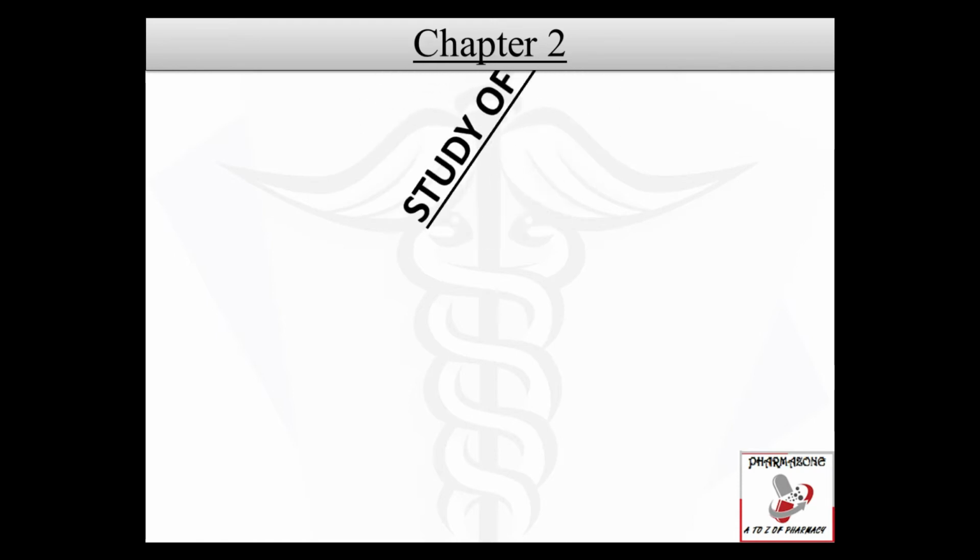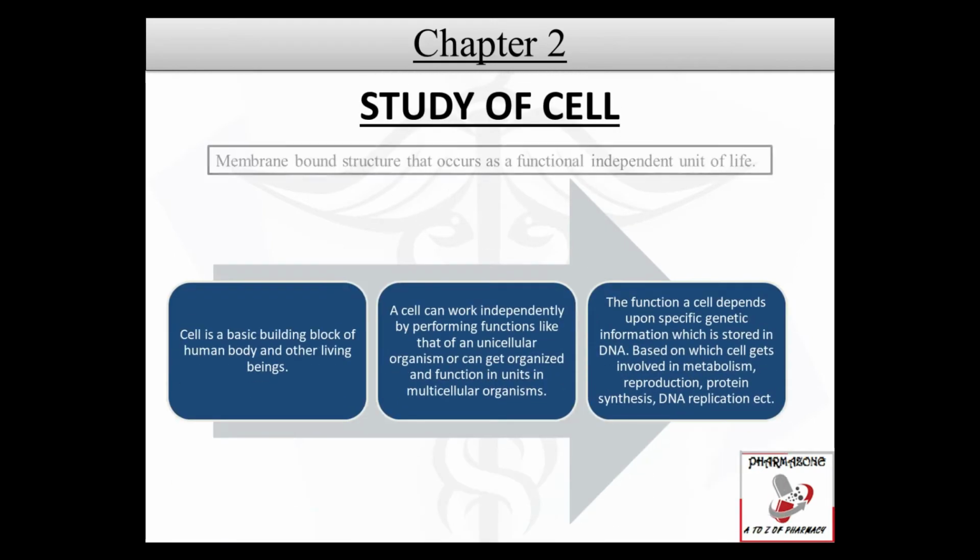As we all know, the cell is the basic structural and functional unit of all multicellular organisms. It is defined as the membrane-bound structure that occurs as a functional independent unit of life. The cell is a basic building block of the human body and other living beings. A cell can work independently, performing functions like those of a unicellular organism, or can get organized and function in units in multicellular organisms.